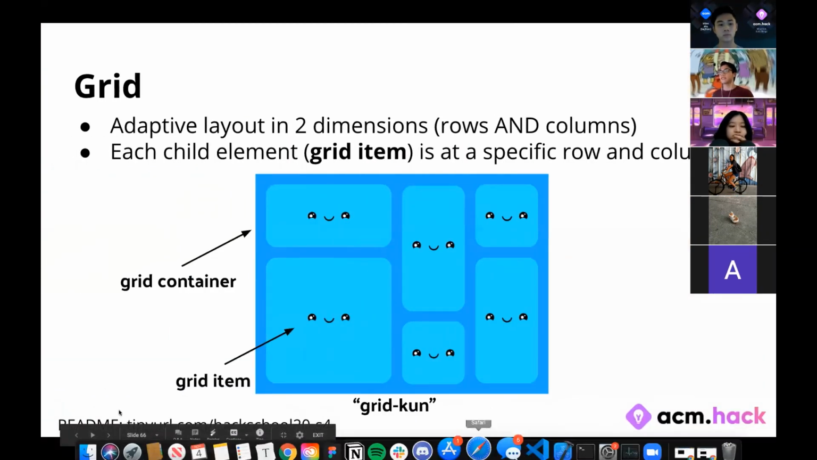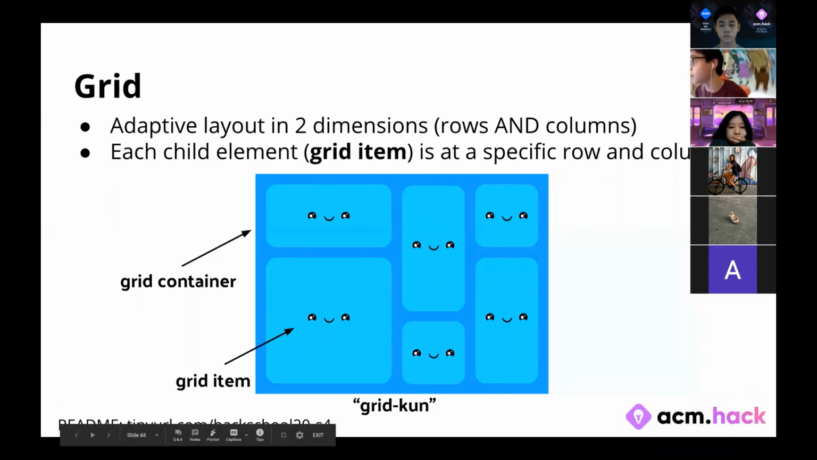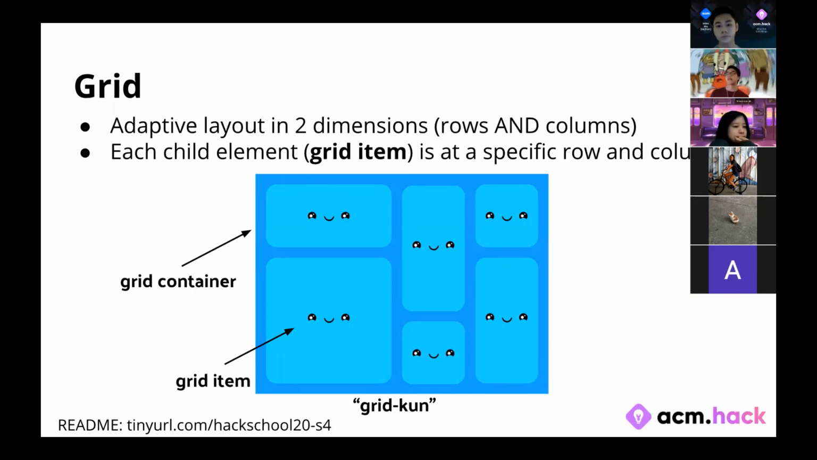Okay, so grid. Grid, as I mentioned before, is two-dimensional instead of one-dimensional. So you're dealing with rows and columns at the same time. Each of the child elements are now referred to as grid items. These grid items can take a specified row and a column, and that's where they will be placed. They can also take a span of multiple rows and columns. That's why some of these items are bigger than others. I won't get into that today, but that is a whole other world out there for you to explore.